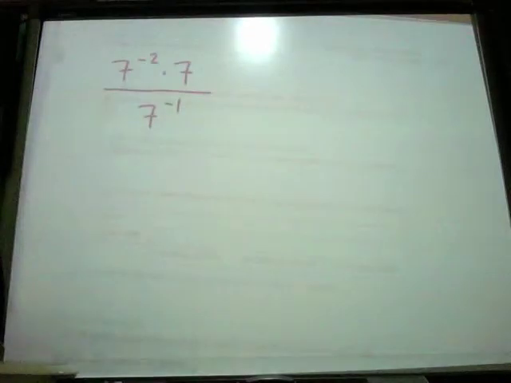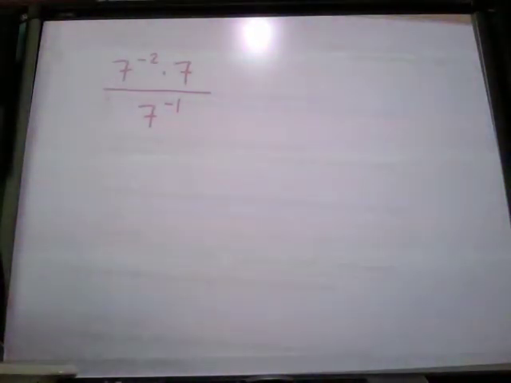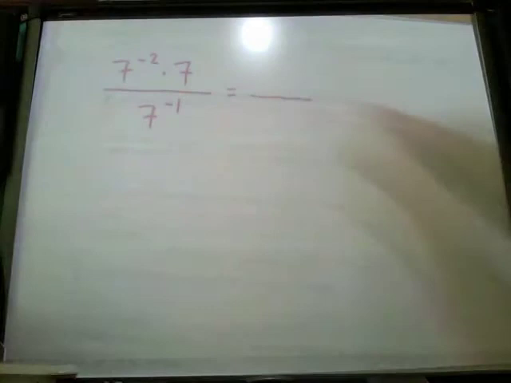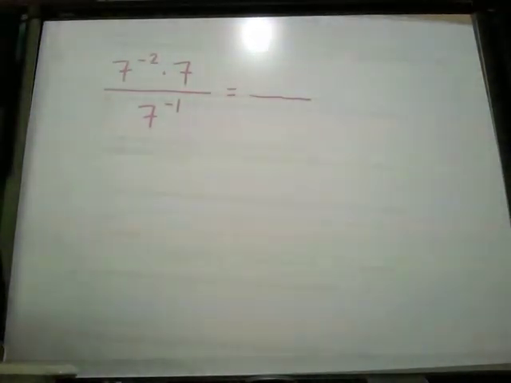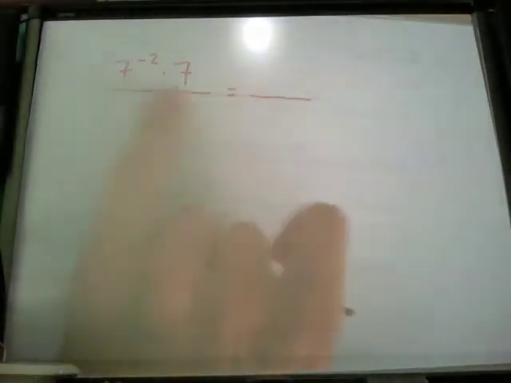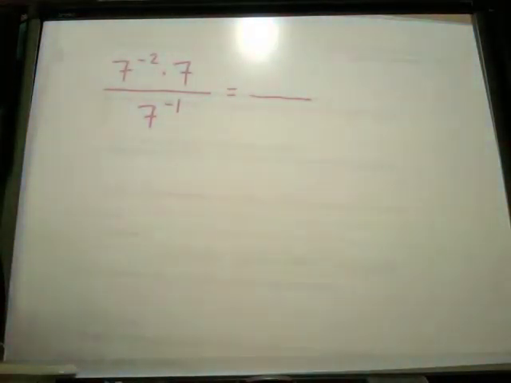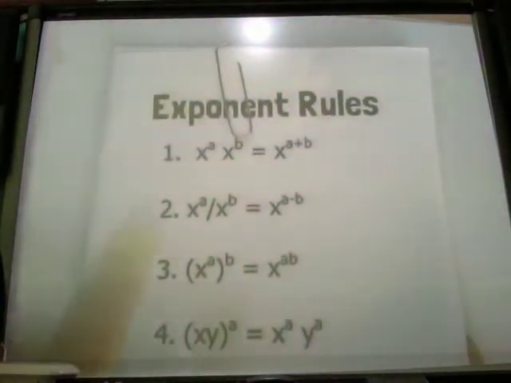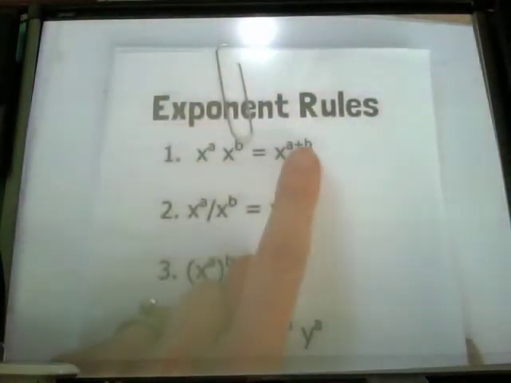Last example. 7 to the negative 2 times 7 over 7 to the negative 1. I'm just trying to show you some of the different exponent rules as a reminder. I'll start with my numerator. I am multiplying the same base. I actually see 2 bases. That, again, is number 1 on this list. If I multiply the same base, I add the exponents.